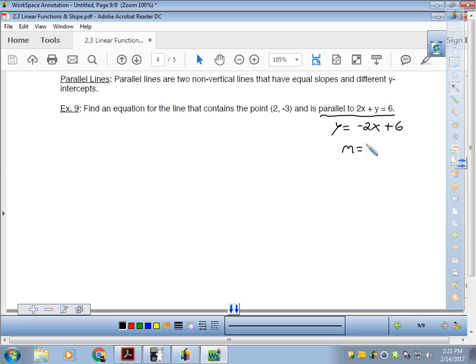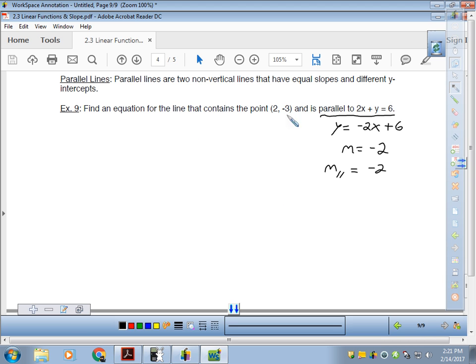What's the slope of that line? The slope is -2. So if I am parallel, then my parallel slope, these two little lines right here mean parallel. So my m is slope parallel, so my parallel slope is also -2, because parallel means the same slope.